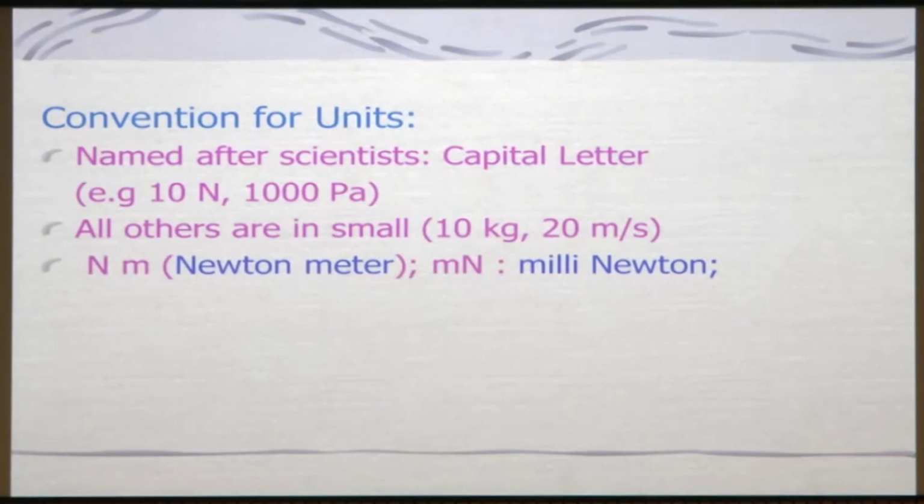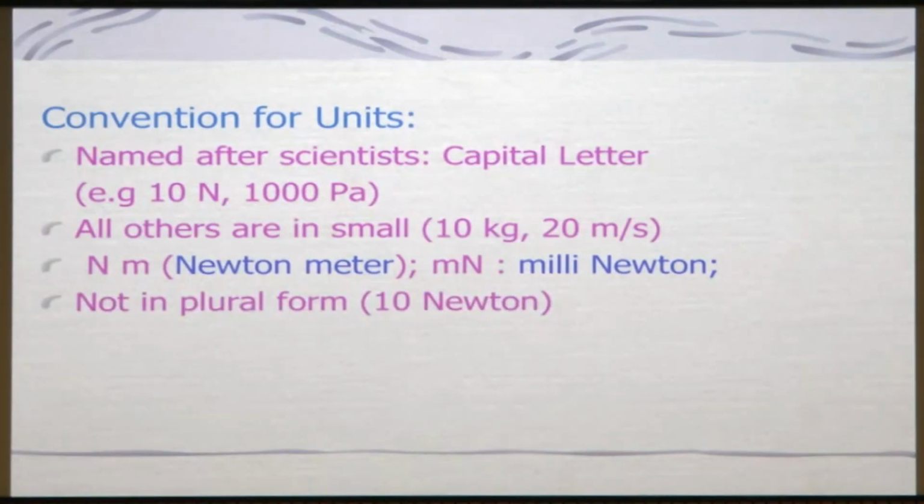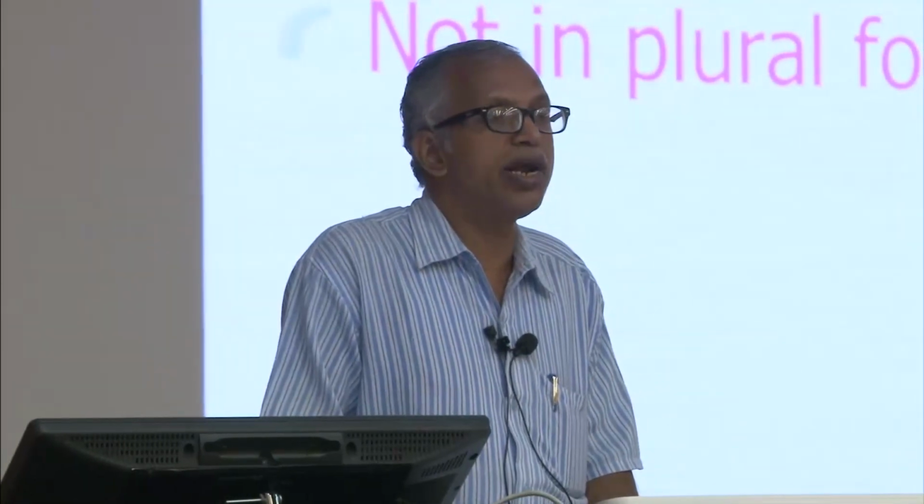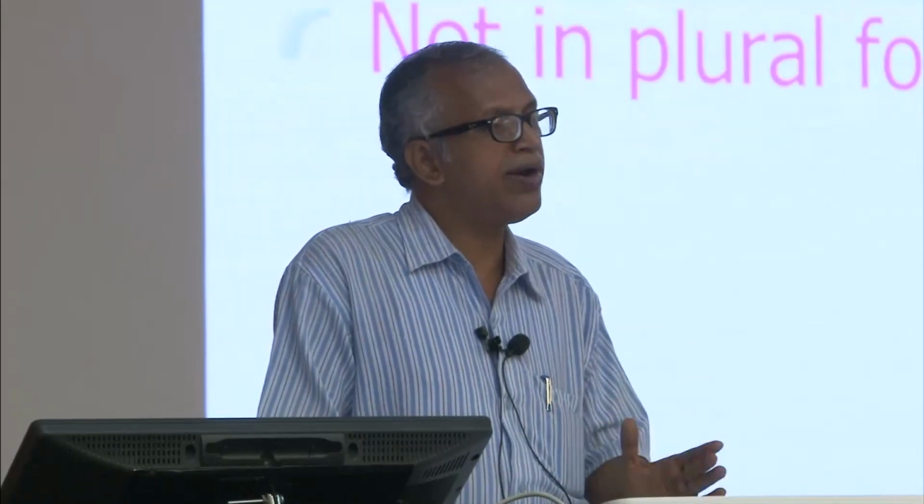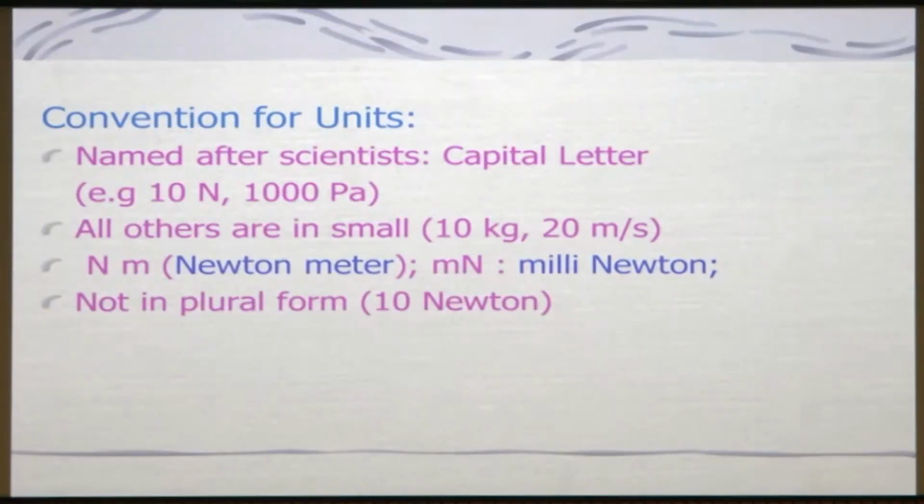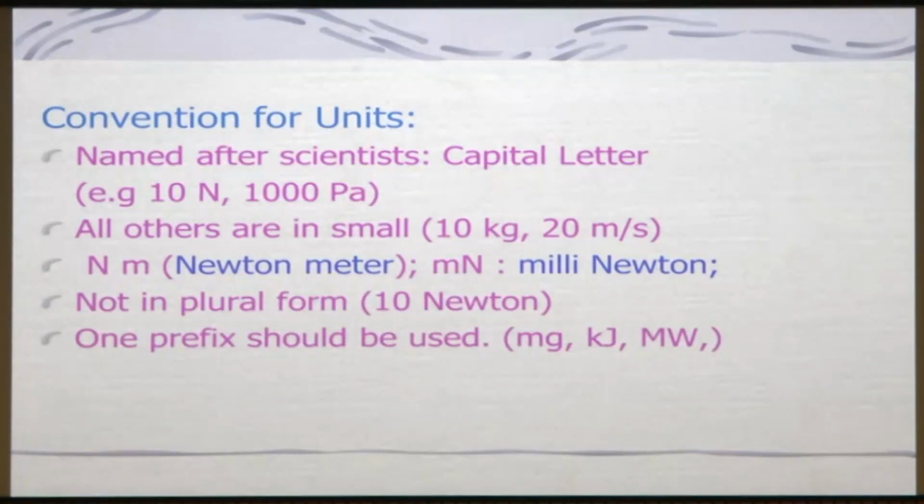We also have to be a little careful: when you say newton meter, there should be a gap, and if it is millinewton, we write m and N with no gap. You have to distinguish between these. Also, if you want to write 10 newton or 100 newton, do not write newtons. The plural should not be used.